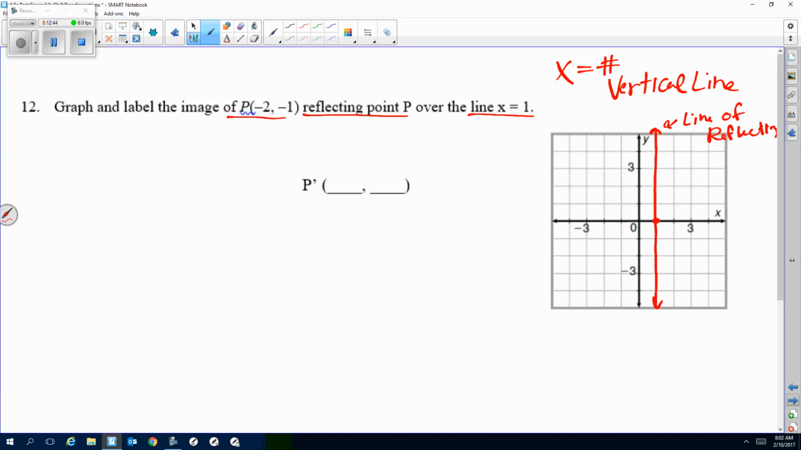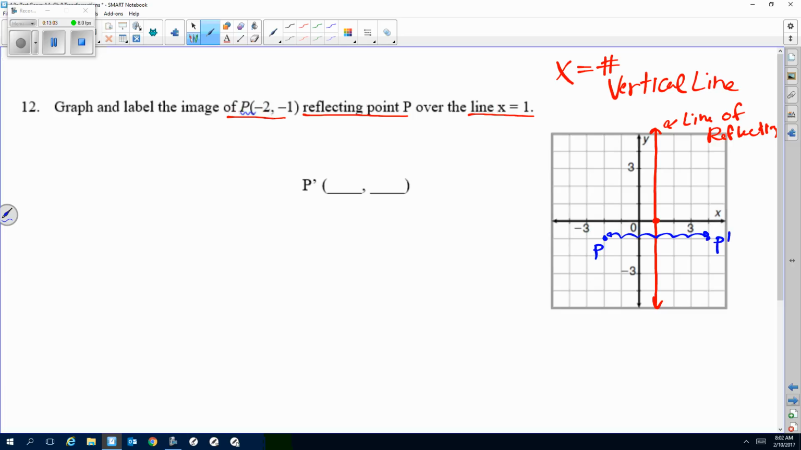So we're going to graph our point. P is at negative 2. We still go from the origin. Negative 2 to the left 2, down 1. There's our P. And I still count from my red line of reflection. 1, 2, 3 units. So we're going 3 units, 1, 2, to the right. And this is where our P prime would be.